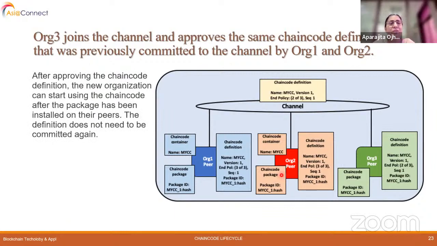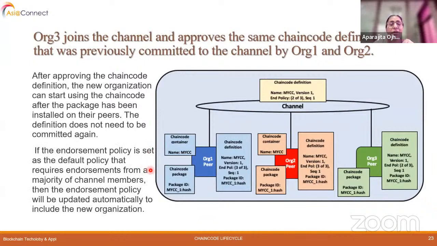So after approving the chain code definition, the new organization can start using the chain code after the package has been installed on their peers, right? So the chain code definition does not need to be committed again, all right?